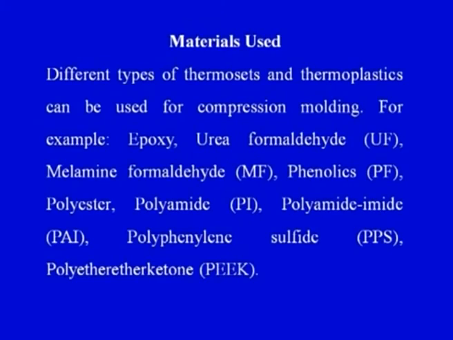Now different types of thermosets and thermoplastics can be used for compression molding. Some examples are given. Again and again we are focusing on thermosets and thermoplastics like epoxy, urea formaldehyde, melamine formaldehyde, phenolics, polyesters, polyamide-imide (PAI), polyphenylene sulfide, or polyether ether ketone. These are some of the polymers which can be processed by the compression molding process.